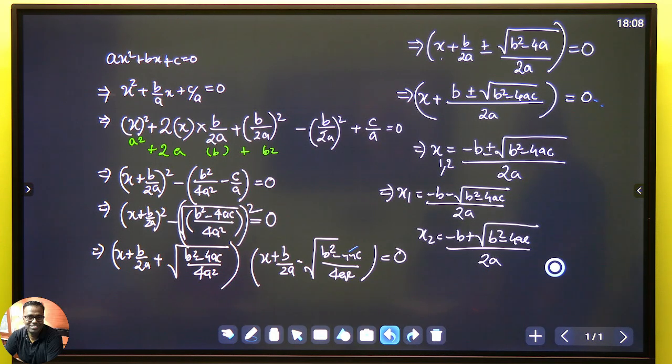Now you make it as a plus b whole square. Go slowly. If you get stuck in any step, don't hesitate. Then your job is to get it in a plus b whole square format. Write x plus b by 2a whole square. Now how much have you addressed? You have addressed up to this much, right? And make this minus b square format. So take the minus common. This was plus, originally.